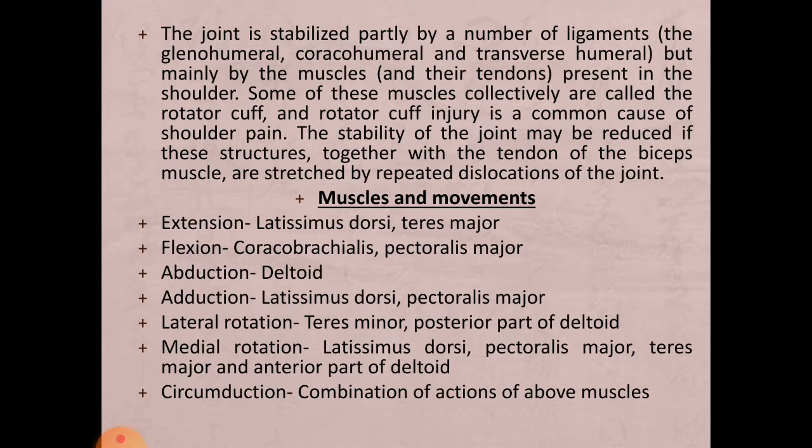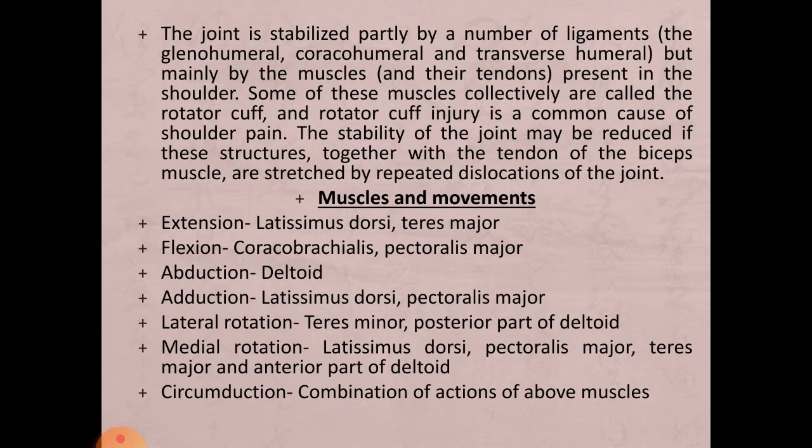The joint is stabilized partly by a number of ligaments, the glenohumeral, coracohumeral and the transverse humeral, but mainly by the muscles and their tendons present in the shoulder. Some of these muscles collectively are called the rotator cuff, and rotator cuff injury is a common cause of shoulder pain. A patient with a rotator cuff injury would have a dull ache in the shoulder joint, and the cause can be an accident and also overuse of the shoulder joint that can cause tearing of these muscles.